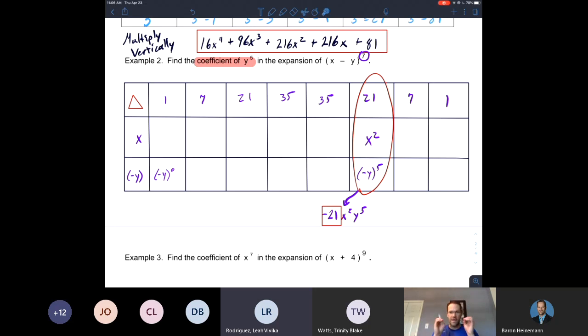Okay, those numbers stay. You're not going to mess with them until you're ready to kind of write your final term. Then you'll multiply them by whatever numbers show up in these two. All right, good question. Anything else?